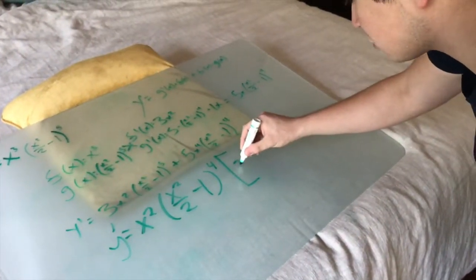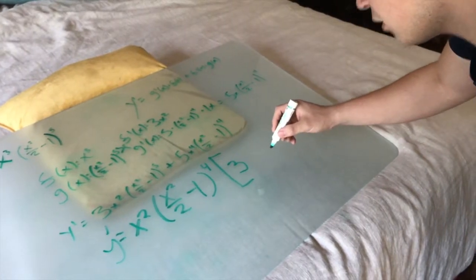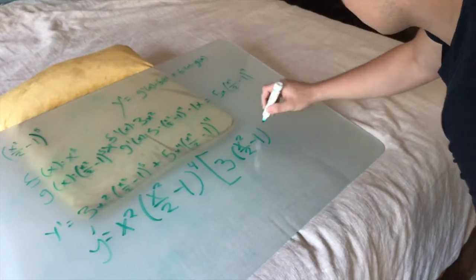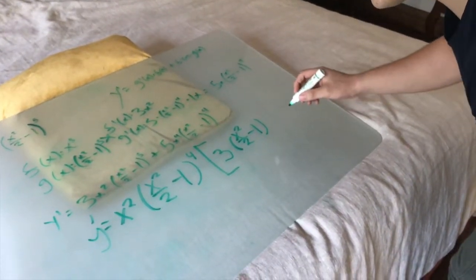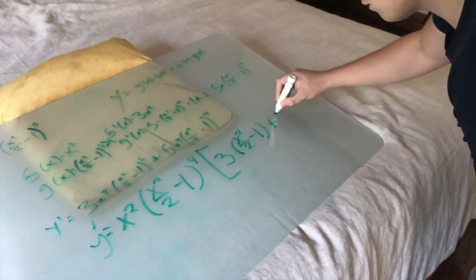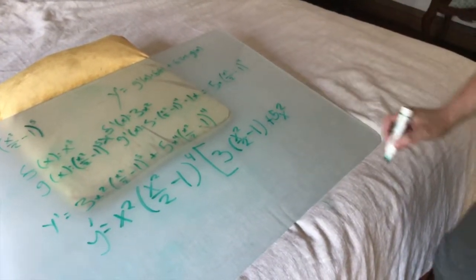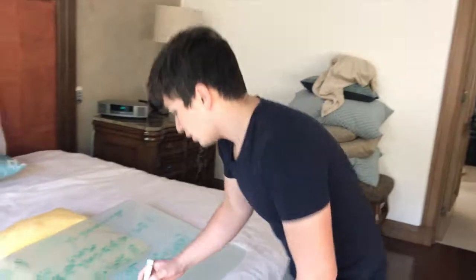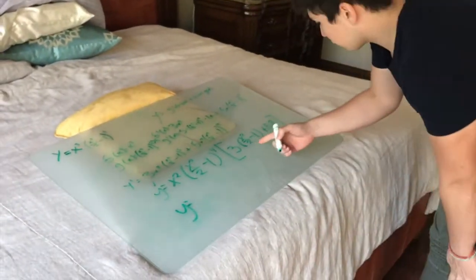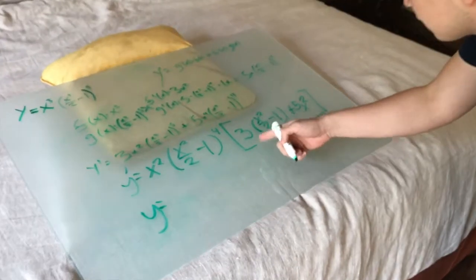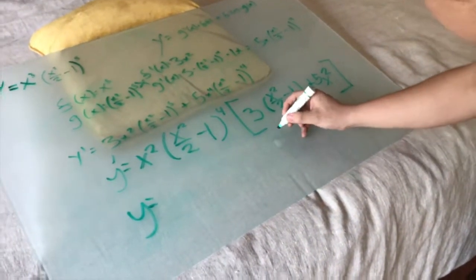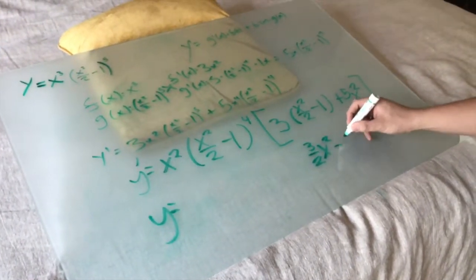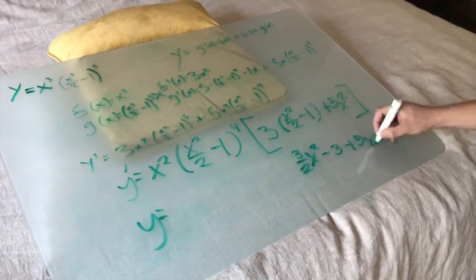So we're missing here a 3 and parentheses to the 1 power, and we're missing a 5x to the second, and we close the bracket. After this, it's as simple as solving what is inside the bracket. We have to multiply here doing FOIL, so we're going to have 3 over 2 x to the second minus 3 plus 5x to the second.